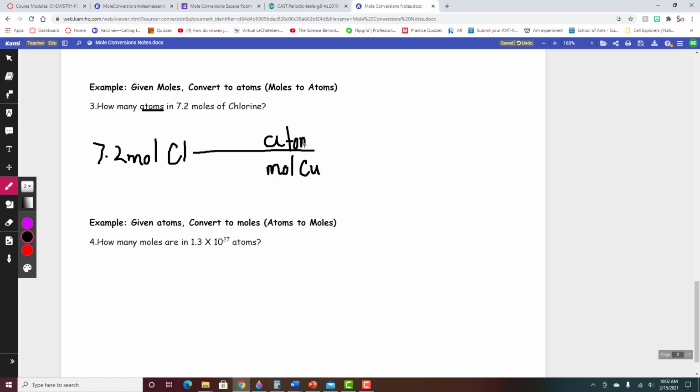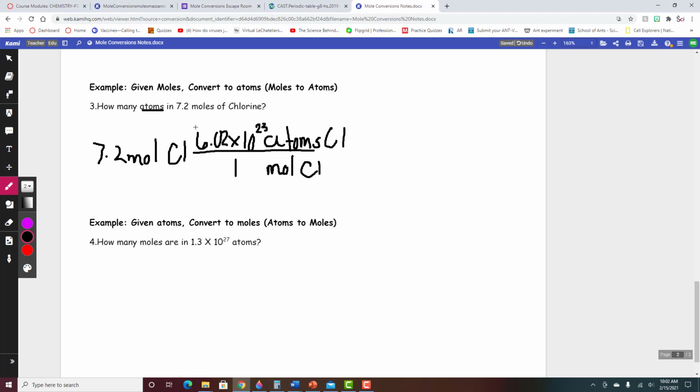Oh, sorry, where's my eraser? I put Cu. There we go. Cl. And this would also be Cl. Alright, wherever it says moles, you put 1. Wherever it says atoms, you put the mole, which is 6.02 times 10 to the 23rd. Alright, and then you solve.